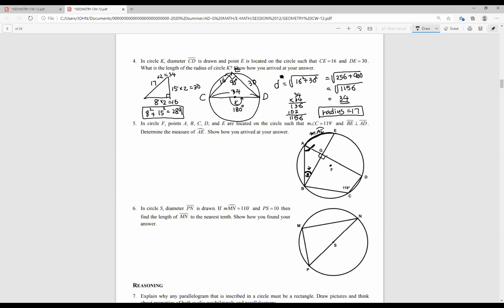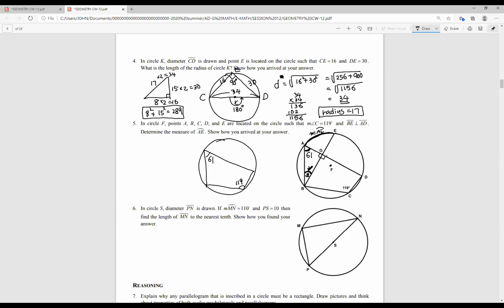Eunice, can you give me some idea? Just like before, we use the cyclic quadrilateral. If this angle is 119, can you find this angle? The sum of the opposite angles of this cyclic quadrilateral is already 180. Yes? No? Do you remember? 61. Yeah, 61, right? This is 61.